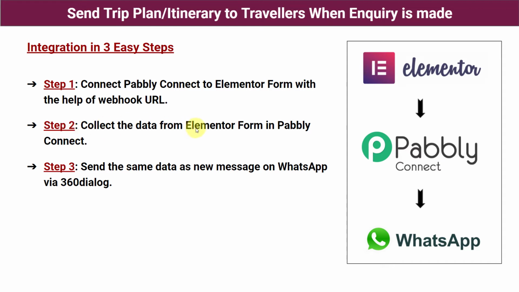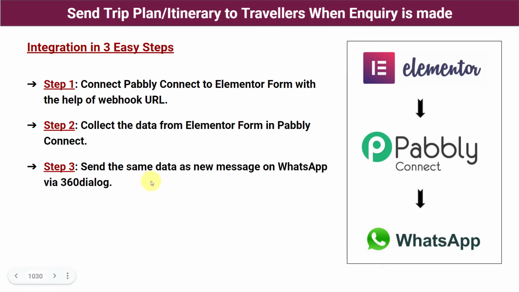Step two is collect the data from Elementor form in Pabbly Connect. So in second step, we'll bring the data we received from Elementor forms to here in Pabbly Connect. And at the final step, we'll send the same data as new message on WhatsApp via 360 dialog. So finally, we are going to send the trip-plan itinerary on WhatsApp to the person who have made the inquiry.